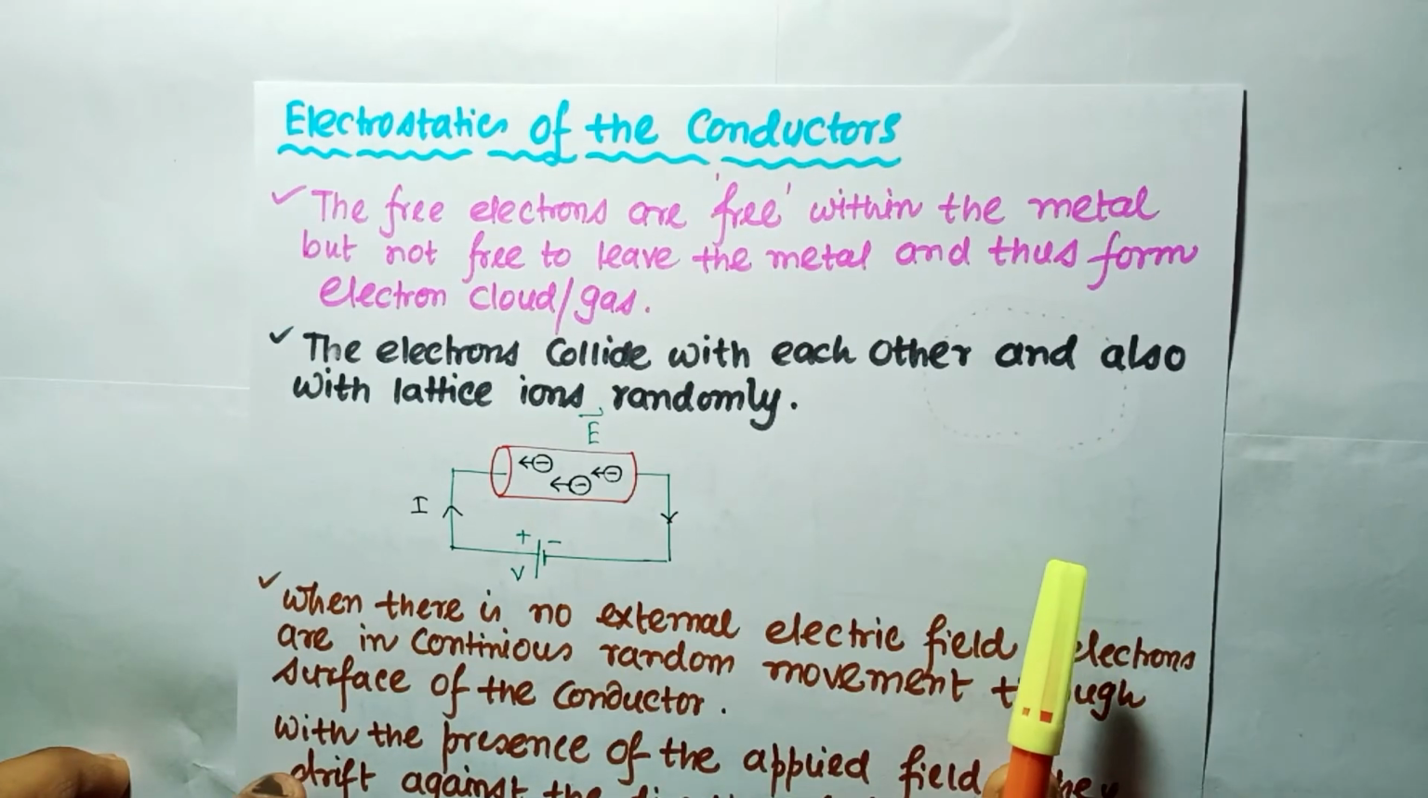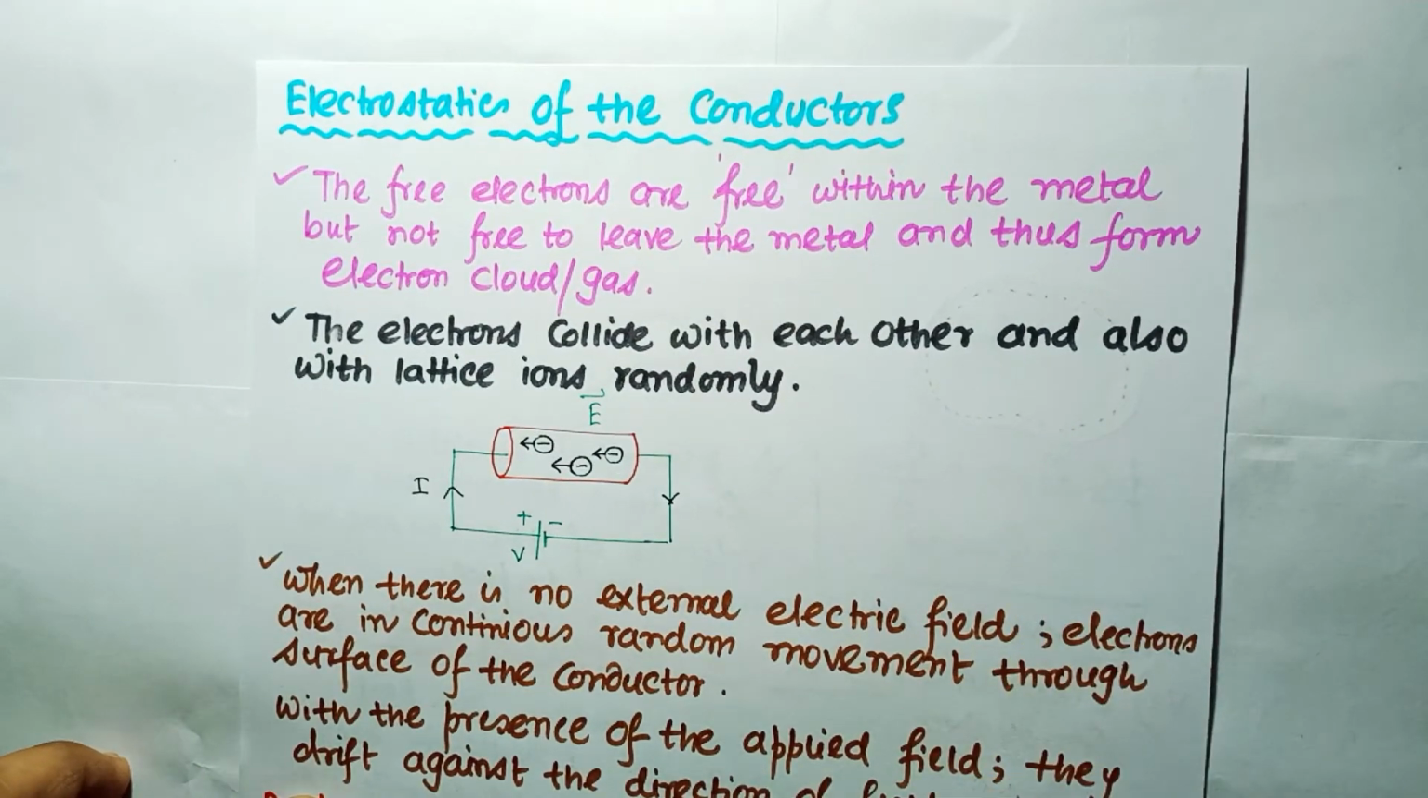As we all know, metal has free electrons revolving around the nucleus, and the attraction energy between the nucleus and the outer shell electrons is very low because of the distance between them. So the electrons are free and can move without any pulling behind them, and we can say they form an electron gas or electron cloud.